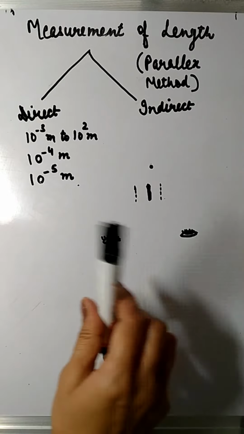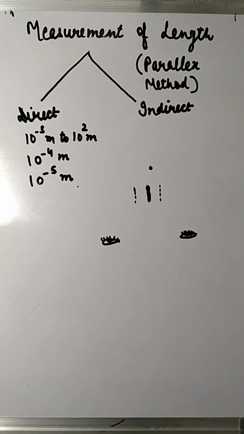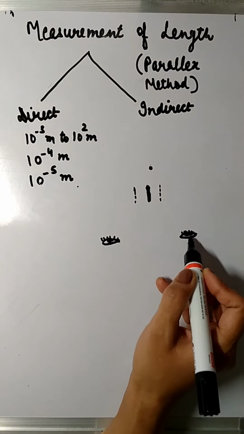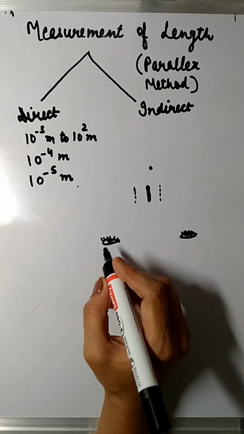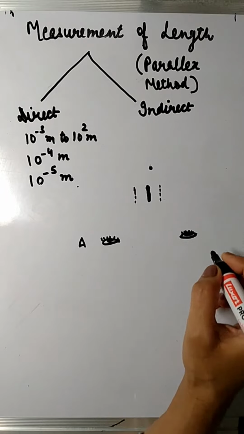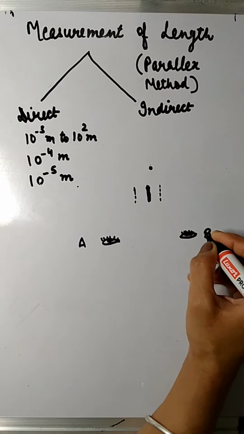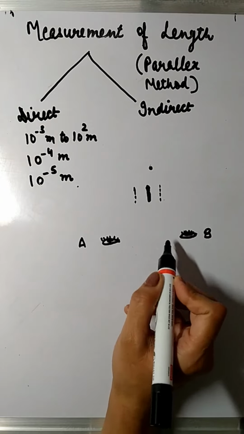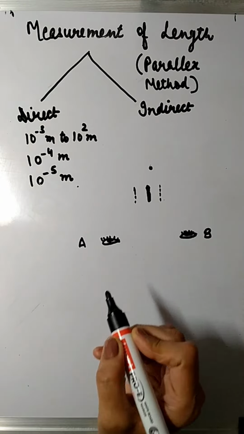Now this effect is called parallax effect. And we use this parallax method in the measurement of astronomical distances in the universe. For example, if you want to measure the distance of a planet or a star from Earth, you calculate that distance with the help of this method. How? Let us understand. Instead of these two eyes, let us assume that these are two telescopes at position A, and this is telescope at position B. And these two positions A and B are at the opposite ends of our Earth.